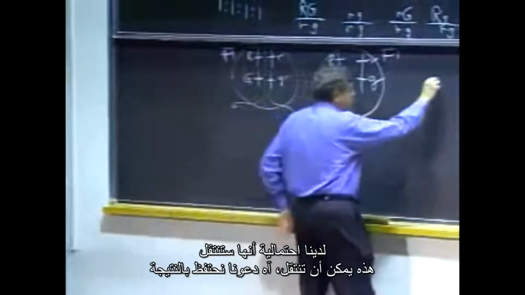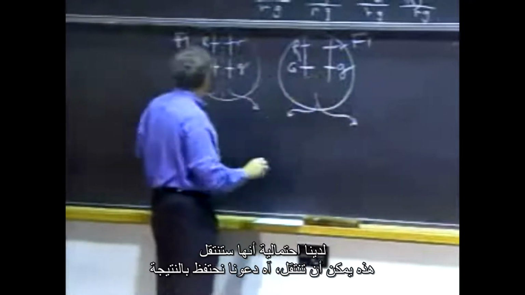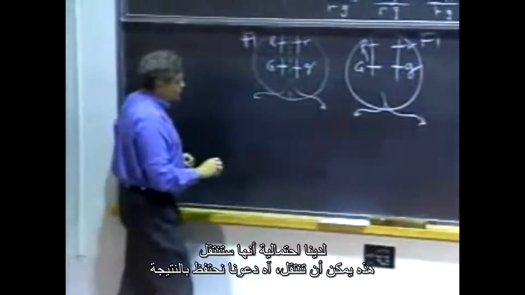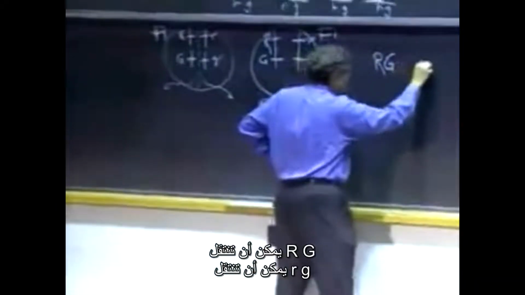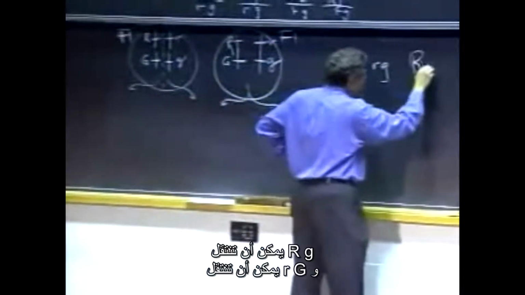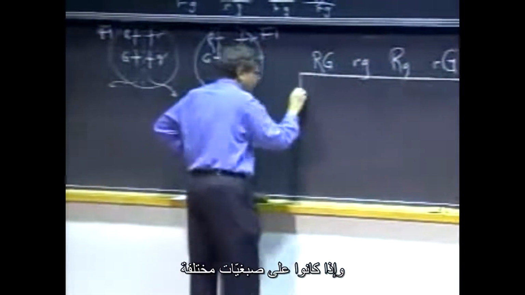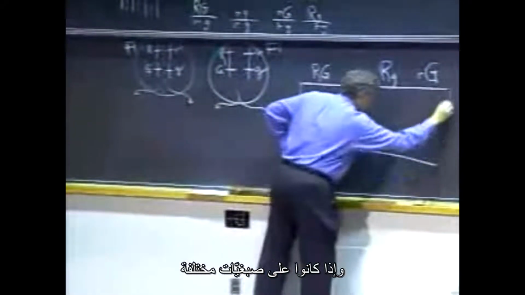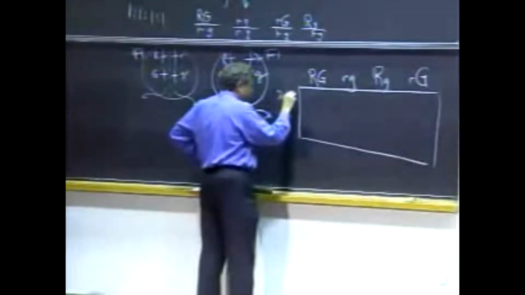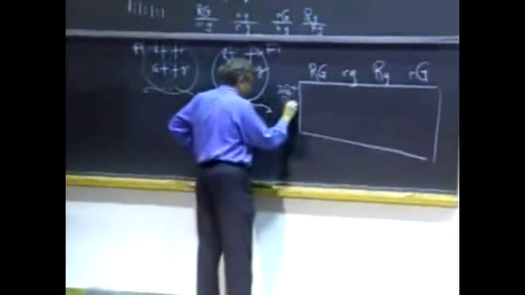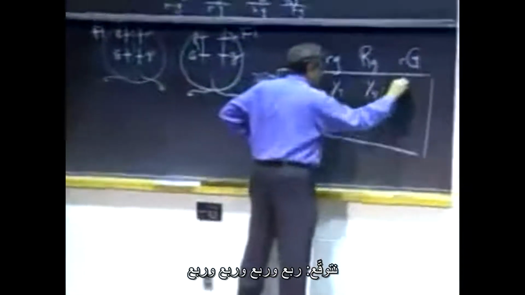We've got the possibility that it will pass on, this one could pass on, let's keep score. Big R, big G could get passed on. Little r, little g could be passed on. Big R, little g could be passed on. And little r, big G could be passed on. And if they are on different chromosomes, we expect a quarter, a quarter, a quarter, and a quarter.